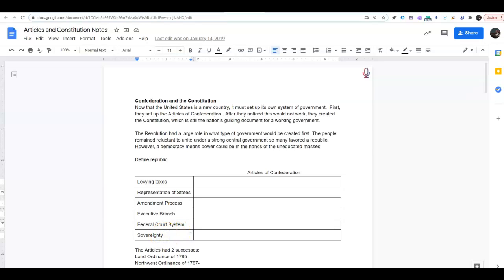Sovereignty. Sovereignty defined basically means who has the power.